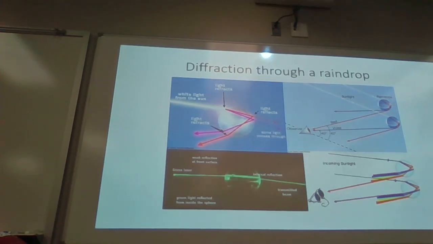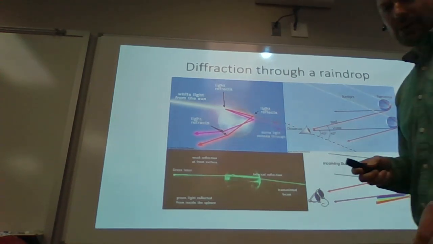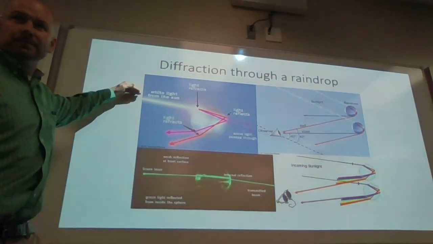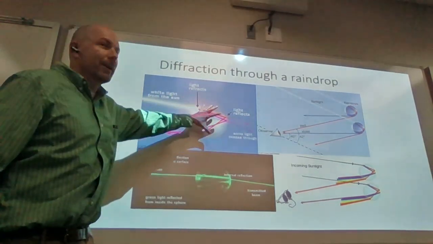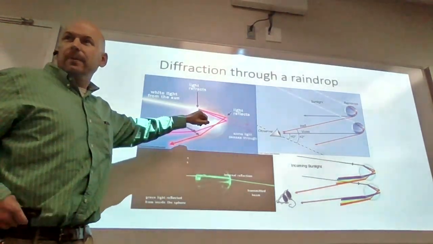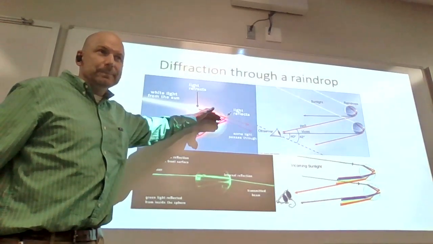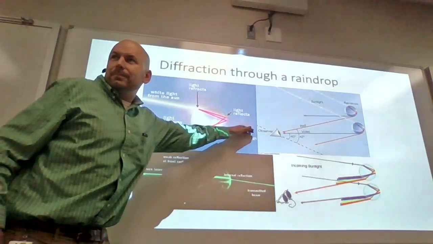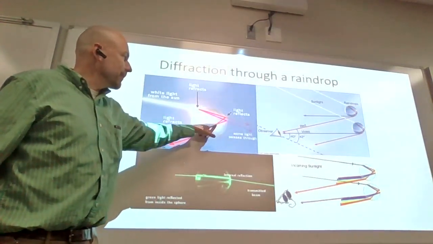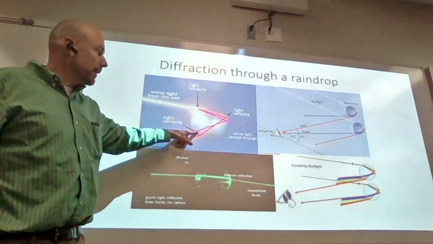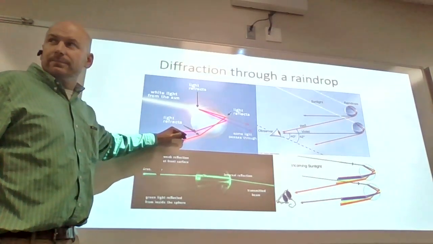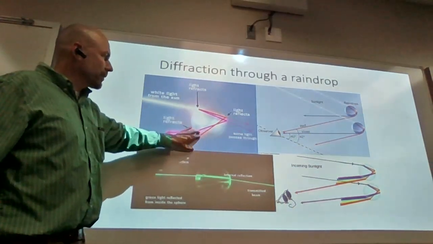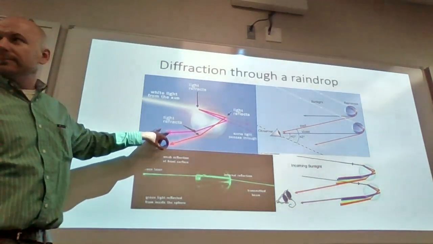Now, here is how this goes down. White light from the sun goes from air into water in a raindrop. It refracts one time. Most of the light gets out, but some of the light is reflected back in. And it refracts again. This is enough to cause white light to disperse into the color spectrum.